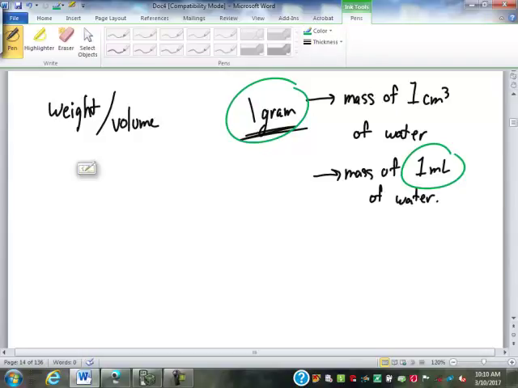So when we are doing a weight in volume solution, the weight is going to be in grams and the volume is going to be in milliliters. That's confusing to some people because they see that the volume's in milliliters, they think the weight should have to be in milligrams, but that's not how it works.